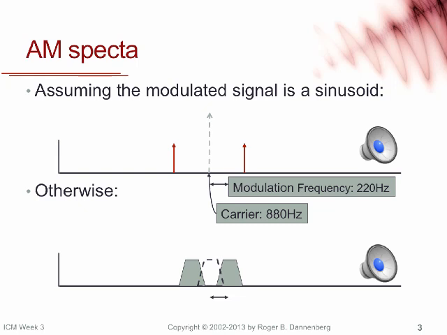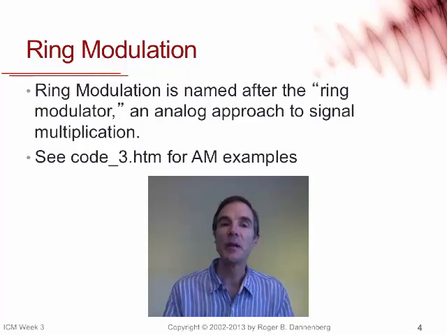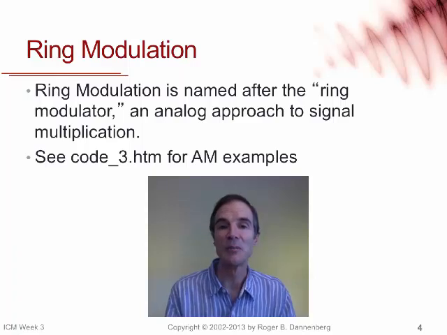Okay, now that sounds very strange, in part because although we started with harmonic musical tones where the partials were multiples of the fundamental frequency, when we shift these partials up and down in frequency, they no longer have an integer multiple relationship to each other because we've added this offset. So this sound is called ring modulation, named after the ring modulator, an analog approach to signal multiplication.